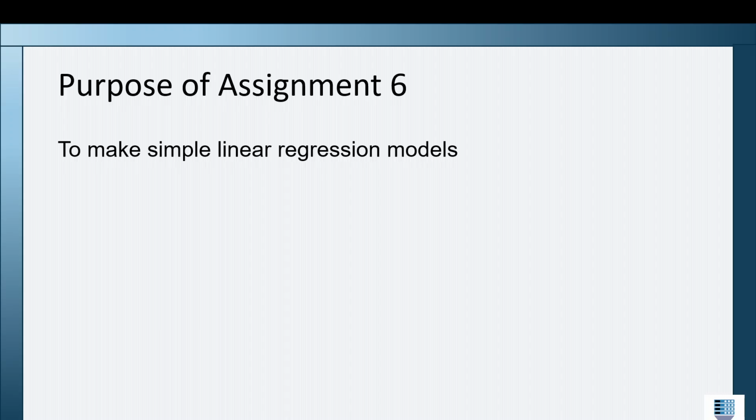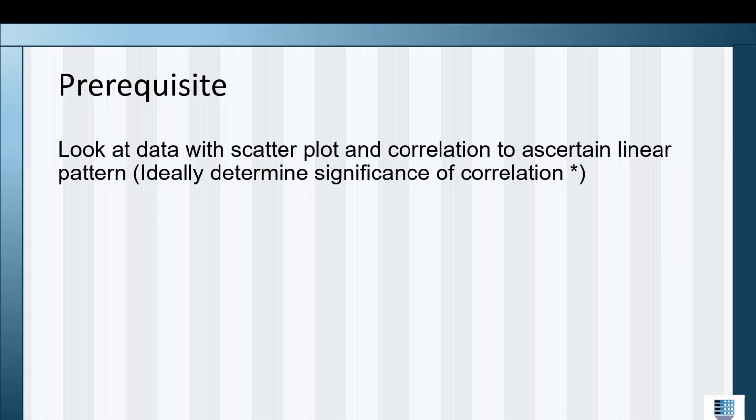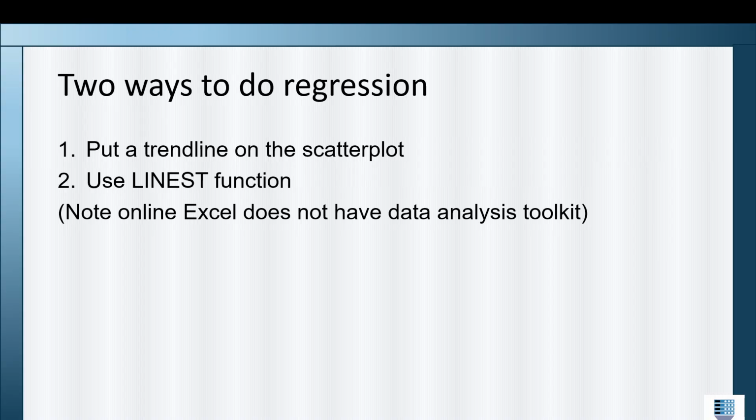The purpose of this assignment is to make simple linear regression models. As a prerequisite, you should have done assignment 5 and you should know how to look at a scatter plot and correlation. You should first ascertain that there is a linear pattern because we are doing linear regression. You want to make sure that your data fits the pattern before you try to do regression analysis.